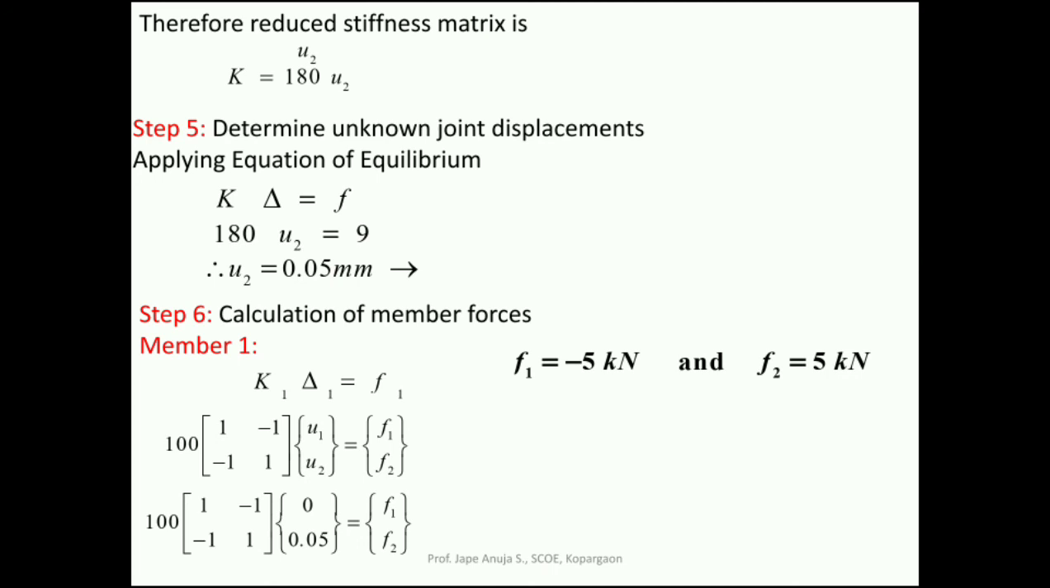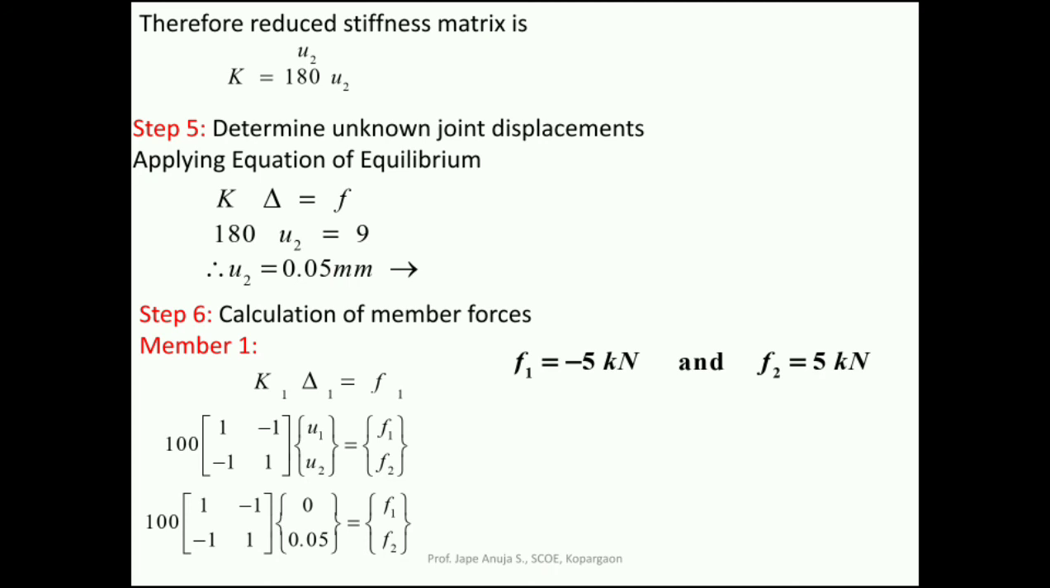So that means member 1 is in tension, right? F1 at node 1, the force is in a left direction, at node number 2 the force is in a right direction, positive 5 kilonewton. It means member 1 is in tension, forces acting away from the bar ends. So this is for member 1.